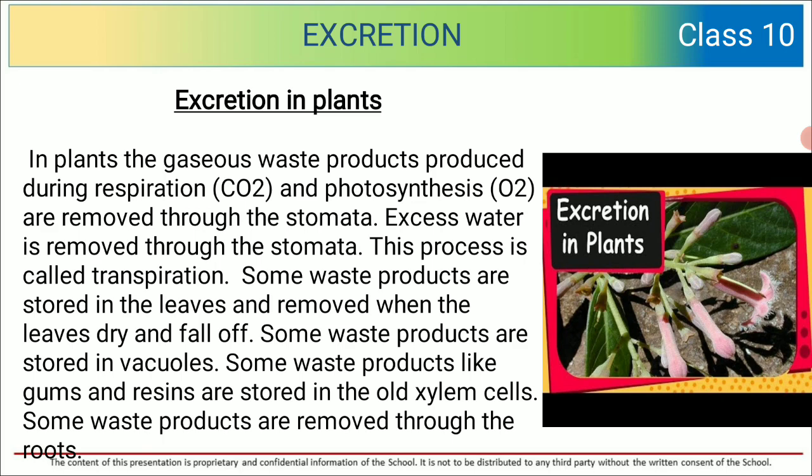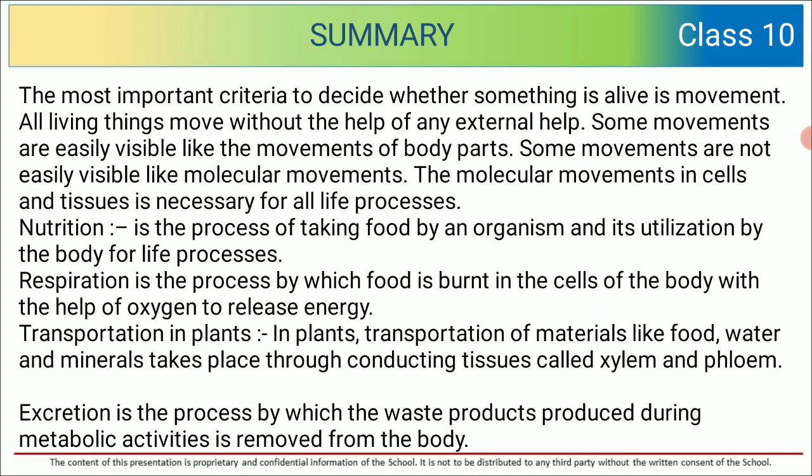Some waste products are stored in the leaves and removed when the leaves dry and fall off. Some waste products are stored in vacuoles. Some waste products like gums and resins are stored in the old xylem cells. Some waste products are removed through the roots. So it is very important to understand how the excretion in plants takes place.